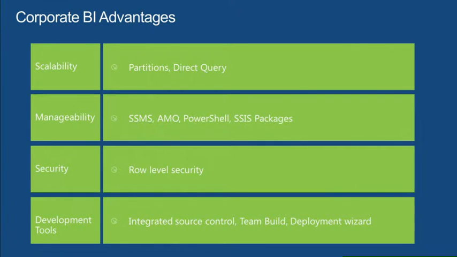There's no object-level security yet. So this means there's no way of hiding a table for an end user. You will be able to see the table always. So we don't have object-level security. What you can do, of course, is hide the data inside that table so it just sees an empty metadata. And, of course, we have the development tools. Because we live in Visual Studio, we have things like integrated source control, team build, and we have a deployment wizard. Deployment wizard you can also use with tabular models.